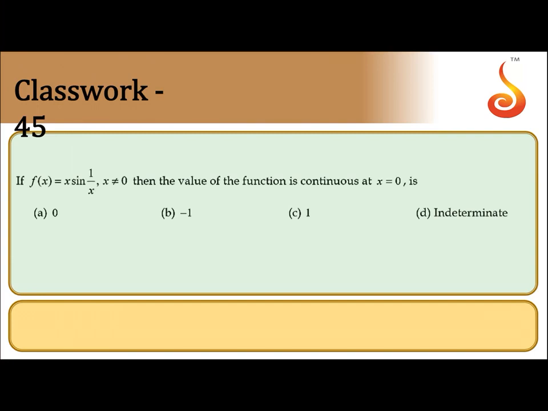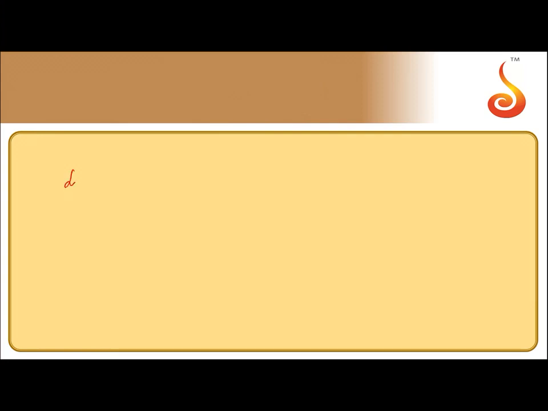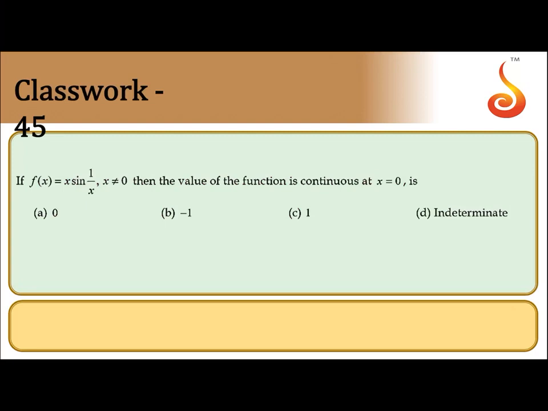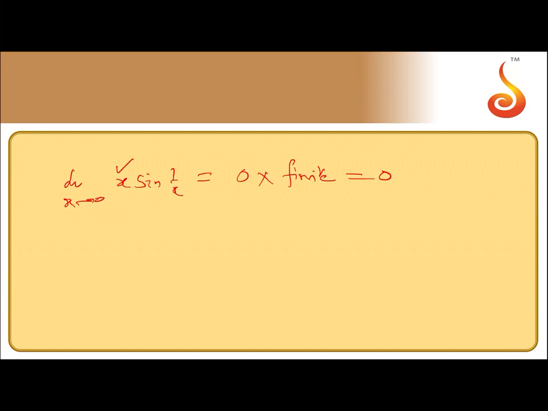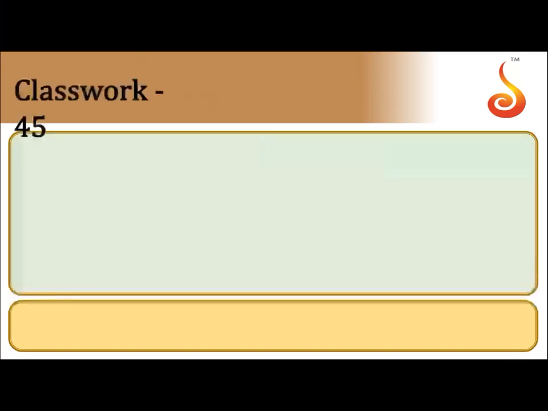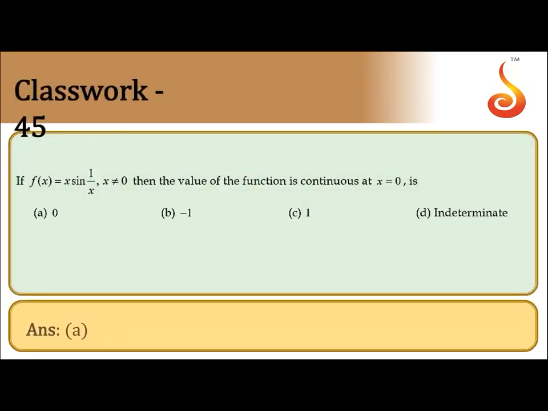Coming to 45, f of x equals x sine 1 by x when x is not equal to 0. Then the value of the function at x equals 0 is how much? Quite an easy one: limit as x extends to 0 of x multiplied by sine 1 by x. See, as x extends to 0, 0 multiplied by a finite value will always be equal to 0. So the limit value is always 0. So the value of the function has to be 0, because it is differentiable at the point. For 45, the answer is 0.